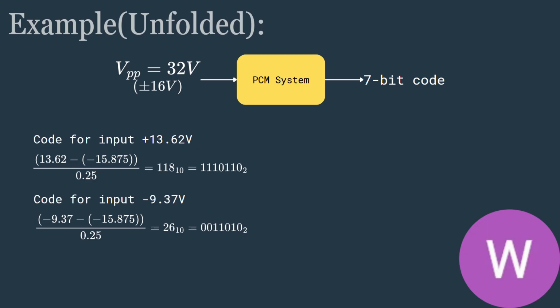Just now we discussed the conversion of binary code to the voltage value. Now let's say we want to find the binary code based on the voltage value we input.